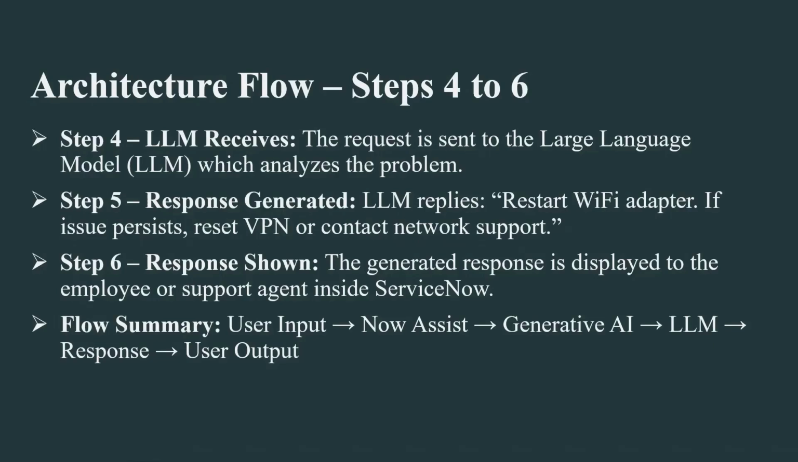Here, simple architecture flow summary. User input provided. Now Assist receives request. Generative AI process data. LLM generate response. Response returns. And user receives output. This is about architecture flow. Next one, what are LLM?